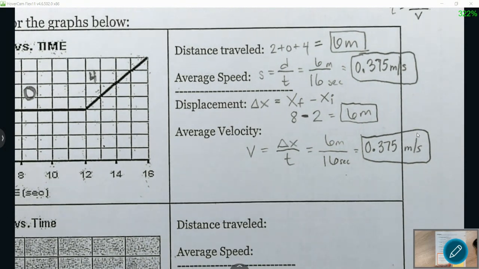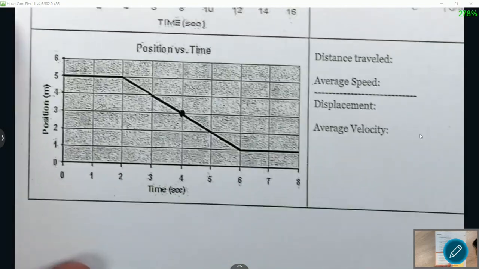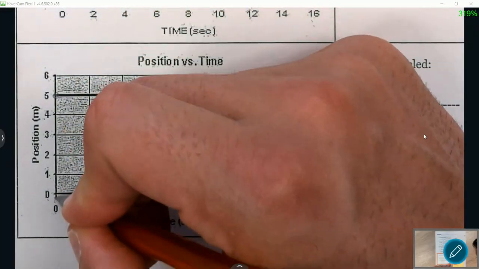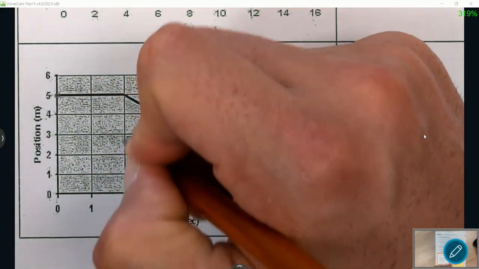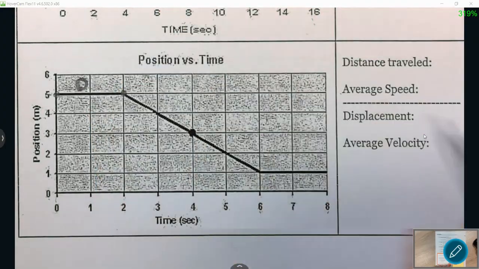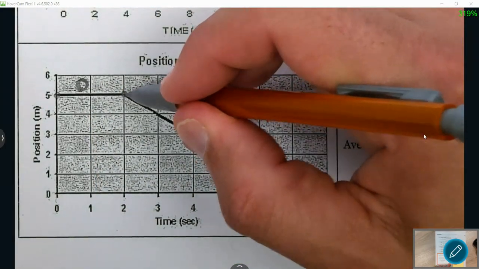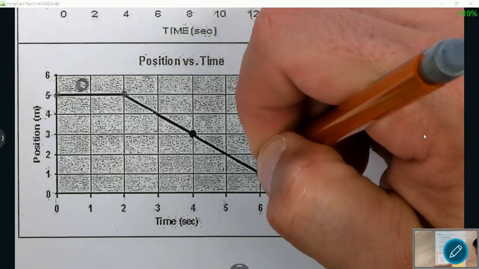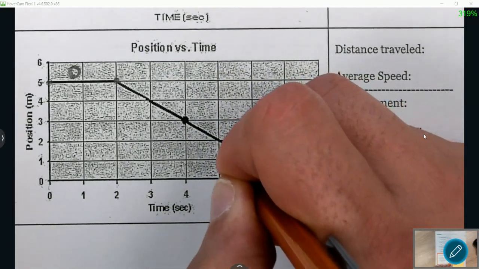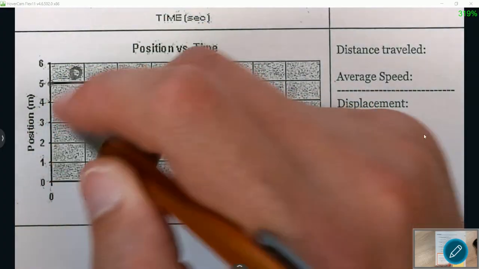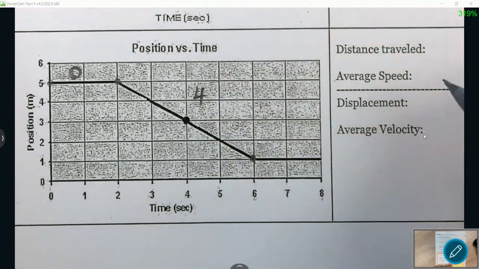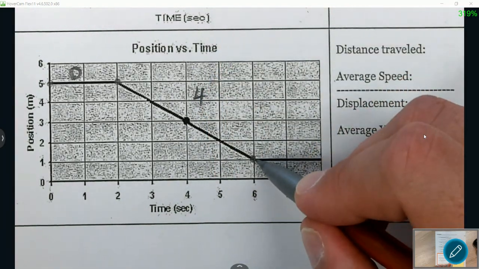Second graph done very, very similarly. I'm going to just do this one here. Distance traveled. We started here at 0 seconds. We started at position 5. This is the end of the first line segment. We did not change our position, so this is 0. We went from 5 to the end of this line segment, which is if we get to here and go across, we're at 1. So 5 minus 1 means I moved 4 meters.